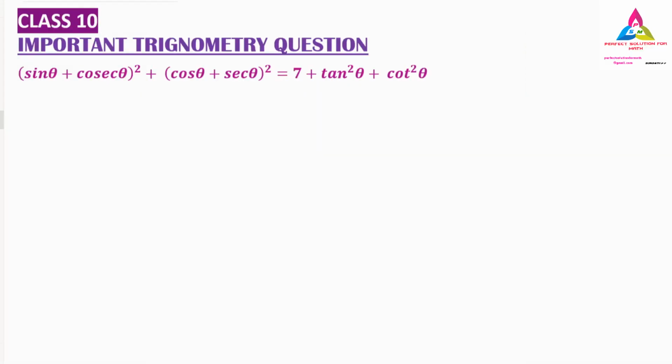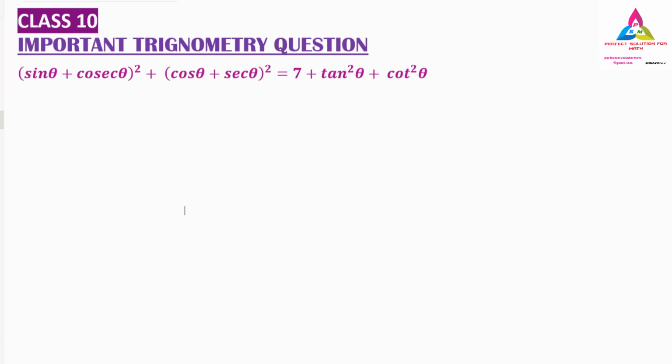Last and important trigonometry question. The question is: (sin theta plus cosecant theta) the whole square plus (cos theta plus secant theta) the whole square is equal to 7 plus tan square theta plus cot square theta.